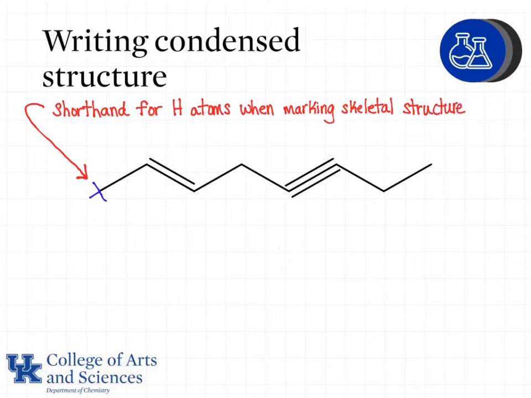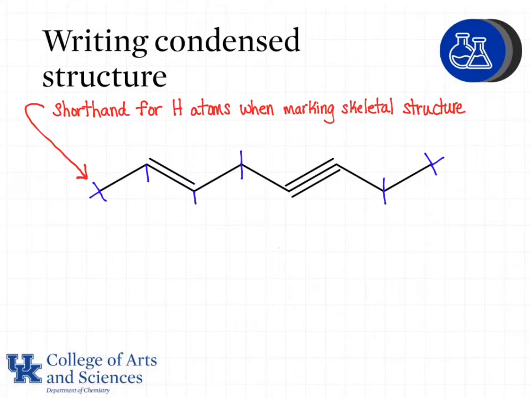So we have 3 hydrogens on the first carbon. The next 2 carbons, we have 1 each because the double bond counts as 2 bonds, so that each of those carbons already has 3 bonds to carbon, and so it only needs 1 more bond to a hydrogen atom. Next we have 2 hydrogens. The next 2 carbons actually have no hydrogens because each of those carbons already has 4 bonds. Then we have 2 hydrogens on the second to last carbon and 3 hydrogens on the last one.